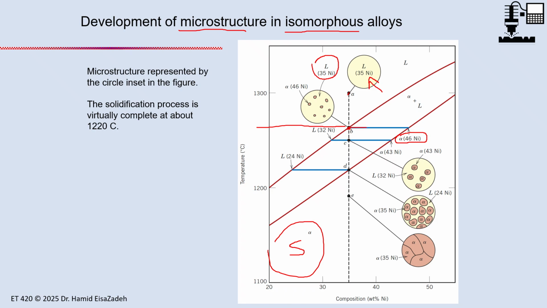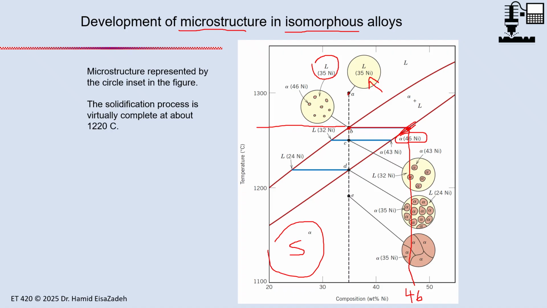So if you want to find out the composition of those little spots, you have to construct a horizontal line. Again, horizontal line is important. You have to construct a line until it reaches the solidus line, and then you can determine the amount of nickel. How? Just construct a vertical line, then you see this point is going to be 46%, and then the composition of those little circles is going to be 46.